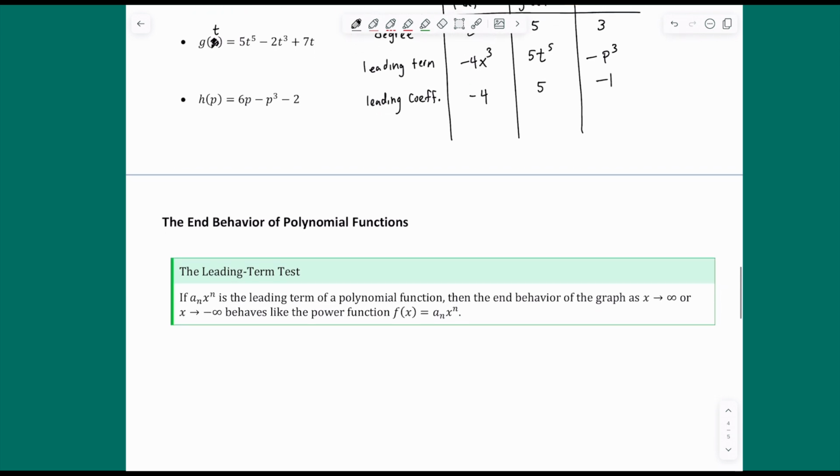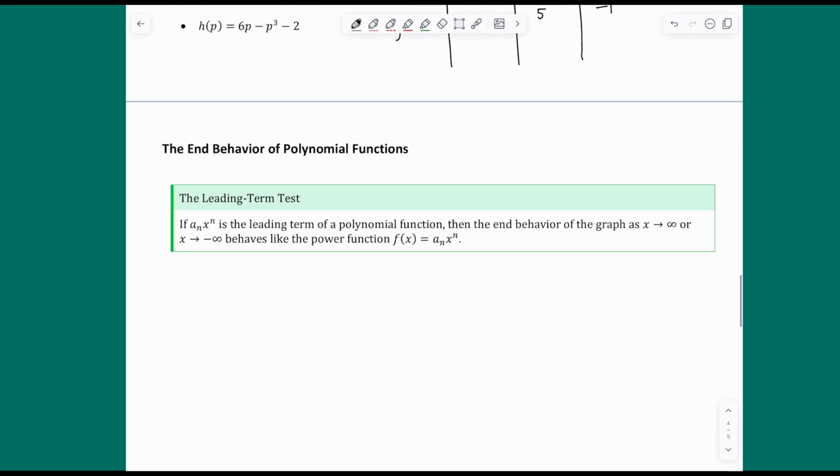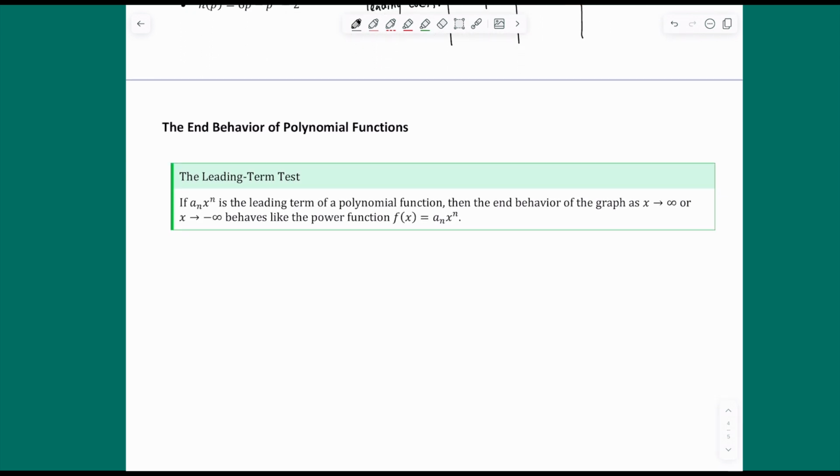Well, polynomials also have what's called end behavior, and let's see how that works. Let's read this statement. So if a sub n, x to the n, is the leading term of a polynomial function, then the end behavior of the graph as x approaches infinity or x approaches negative infinity behaves like the power function a sub n x to the n.